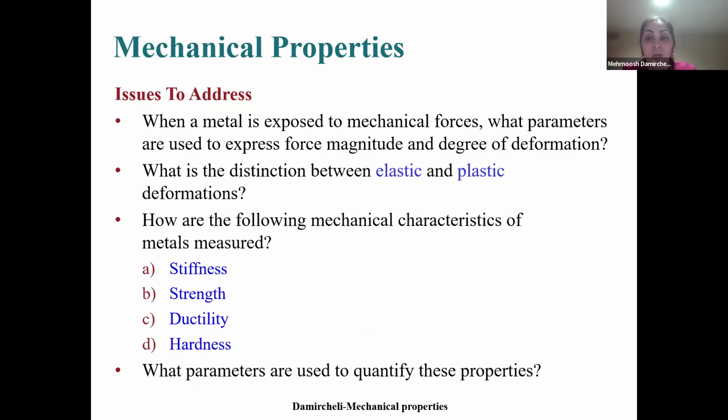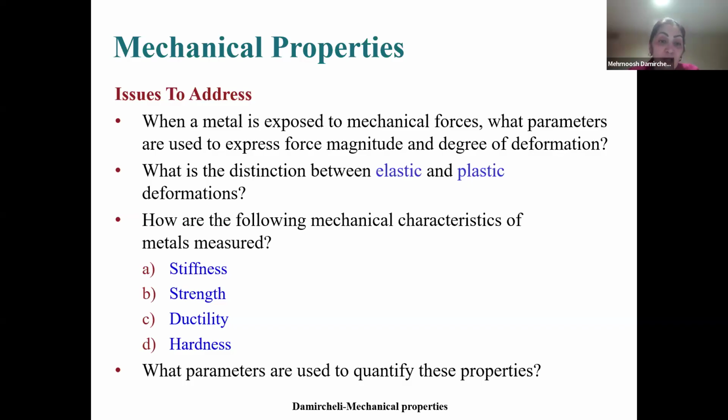In this video, we want to talk about several important properties. When metals experience mechanical forces, we describe the force and resulting deformations. Key properties that come from this information, meaning force versus deformation or stress versus strain, are properties such as stiffness, strength, ductility, and hardness, which are specific parameters to quantify material behavior.